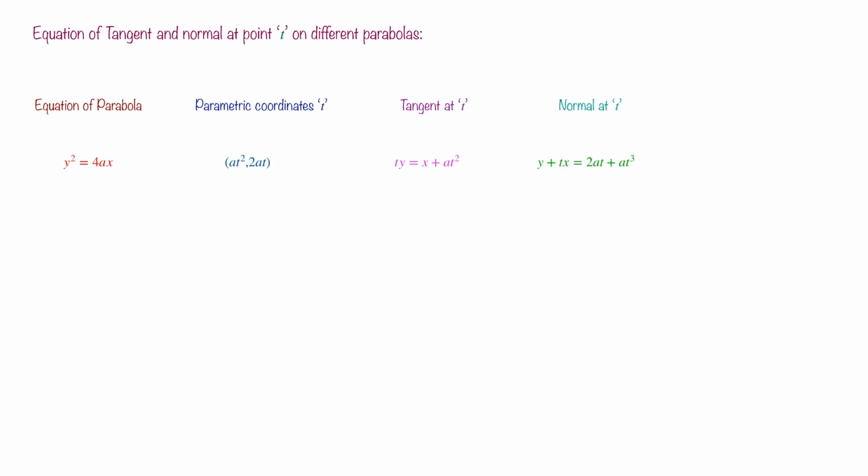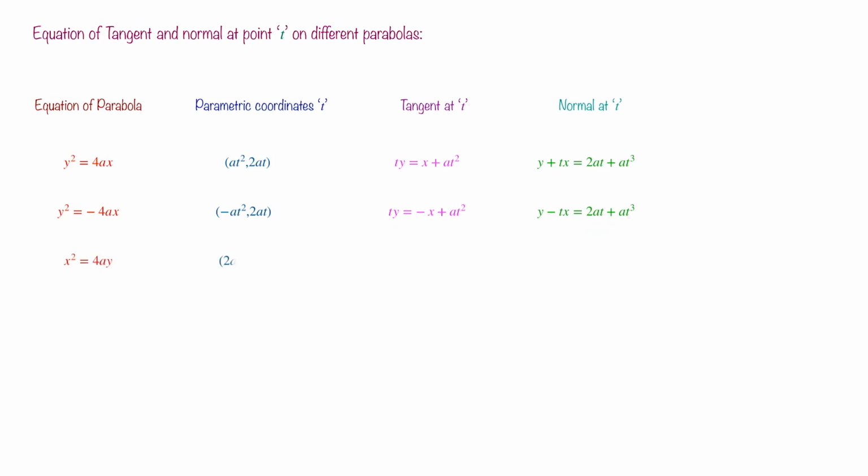Similarly, if you work with the other standard equation of the parabola, which is y square equal to minus 4ax, at a point t means here the point is minus at square comma 2at, because the parametric form for this parabola y square equal to minus 4ax is minus at square comma 2at. So at a point minus at square comma 2at, the tangent will be ty equal to minus x plus at square, and normal will be y minus tx equal to 2at plus at cube.